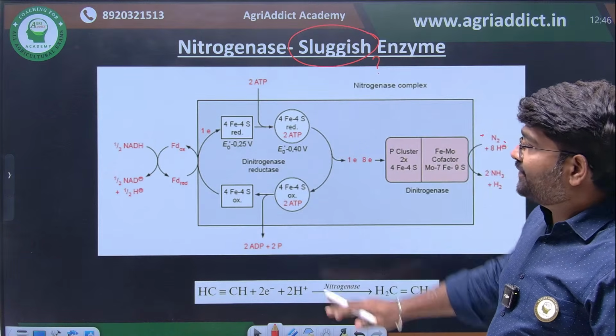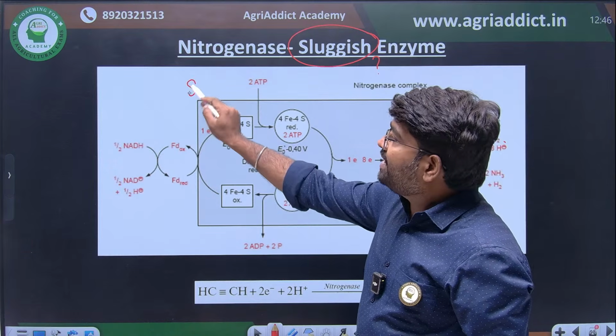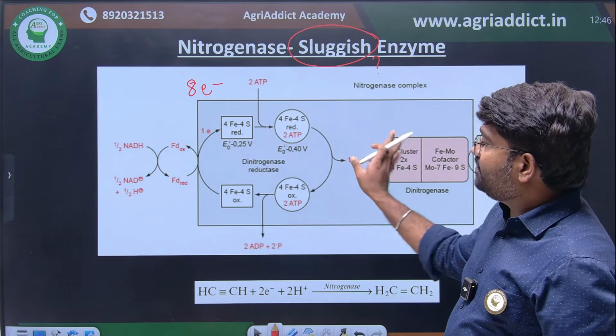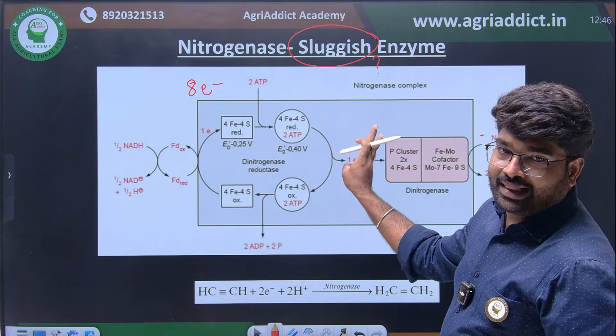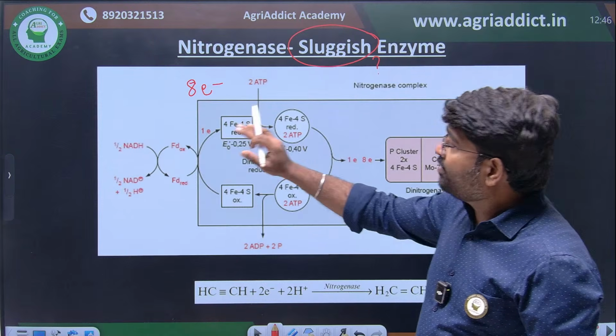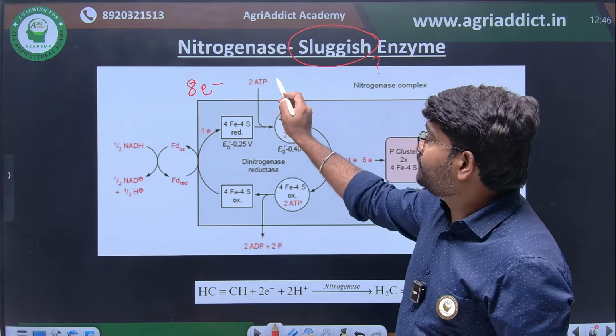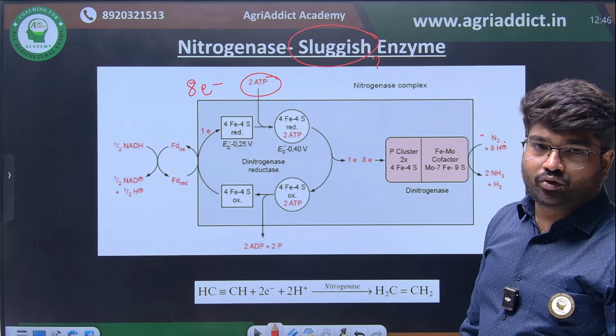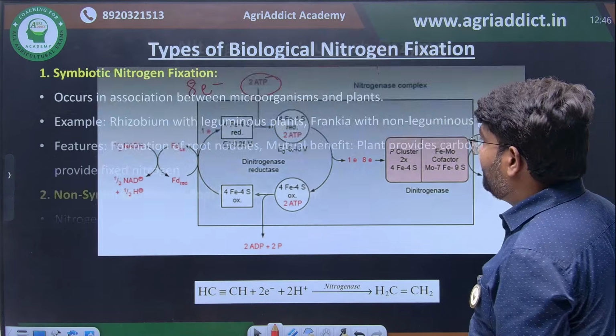So in total 8 electrons have to be passed, so 8 times the components will be separated and joined. And another most important thing, for every electron transfer, 2 molecules of ATP will be hydrolyzed.